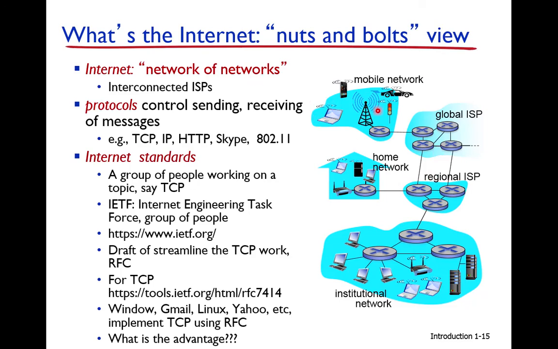For example, this network is connected to the next network, this network is connected to the next network, and these networks are interconnected. So you can say that the internet is a network of networks. Okay, so it is an interconnection of ISPs. ISPs are special networks that provide connectivity. We will discuss them later on.